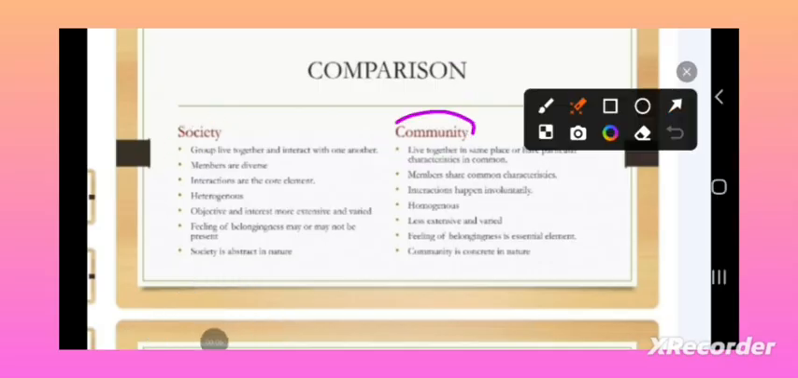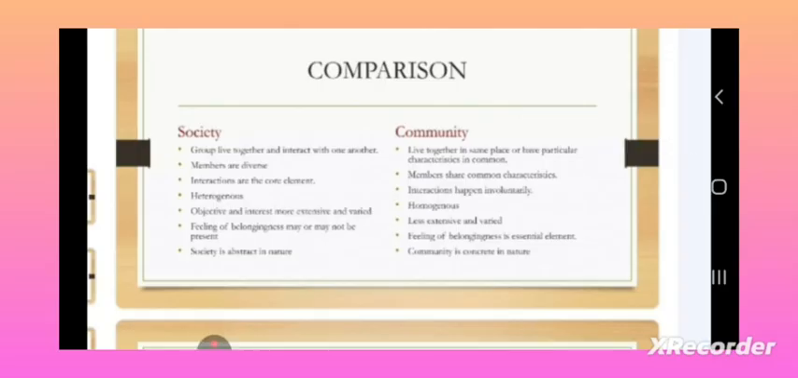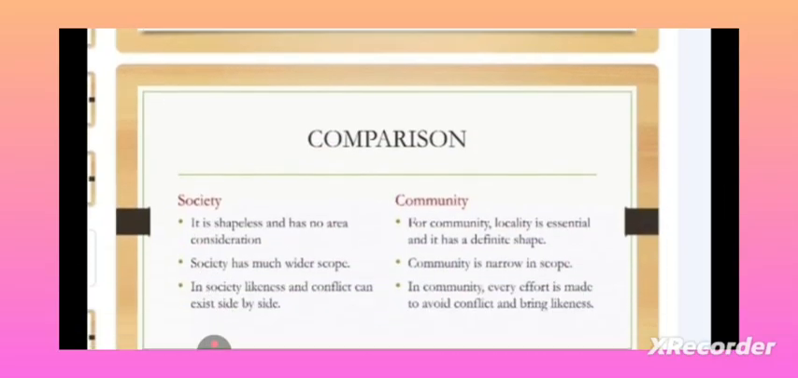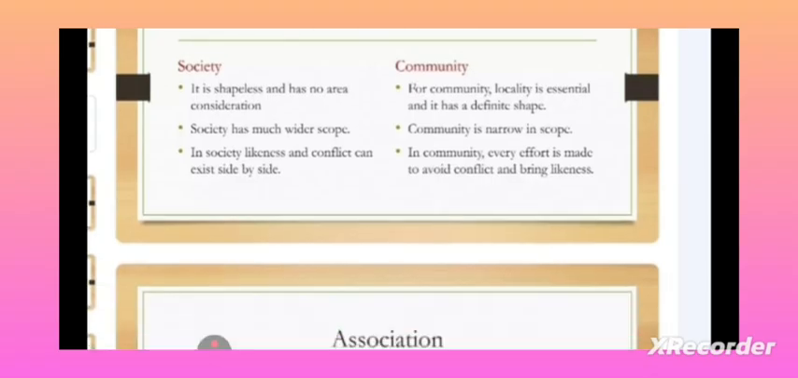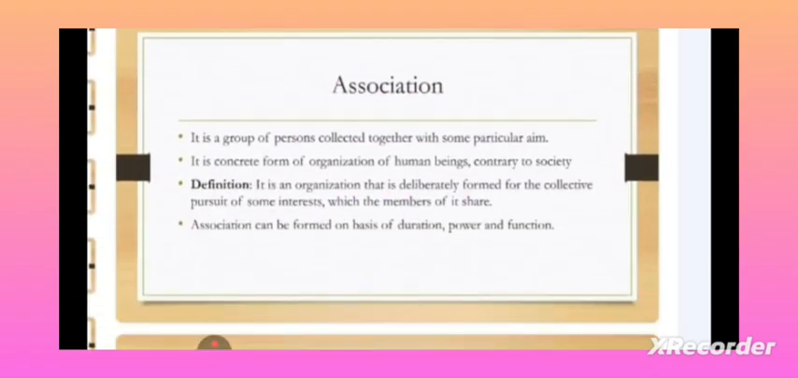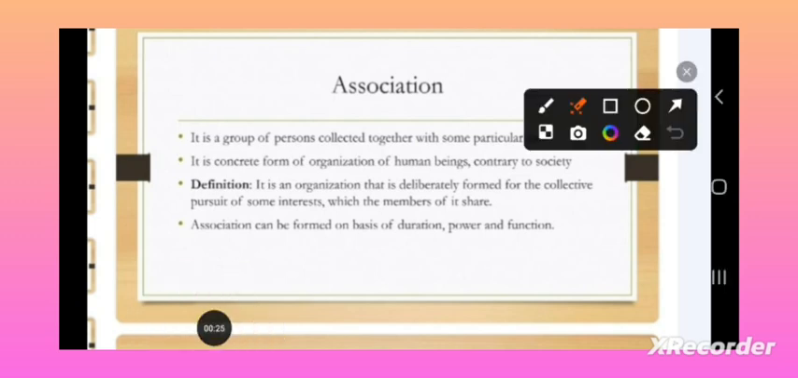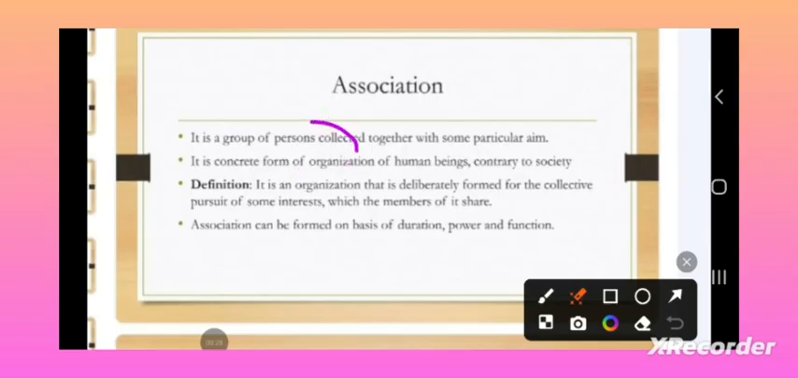Comparison, society and community. Association. It's a group of persons collected together with some particular aim. Unlike a community which develops spontaneously and fulfills all of life's needs, an association is purposefully formed to achieve a specific single goal.